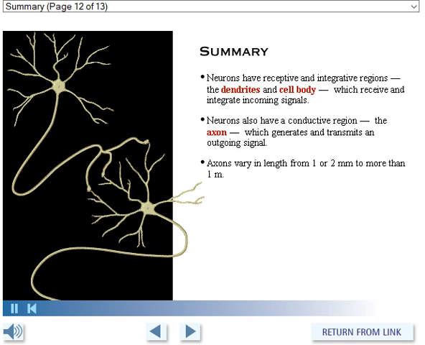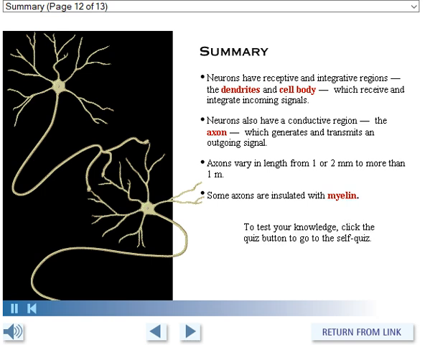Axons vary in length from 1 or 2 millimeters to more than 1 meter. Some axons are insulated with myelin. To test your knowledge, click the quiz button to go to the self-quiz.